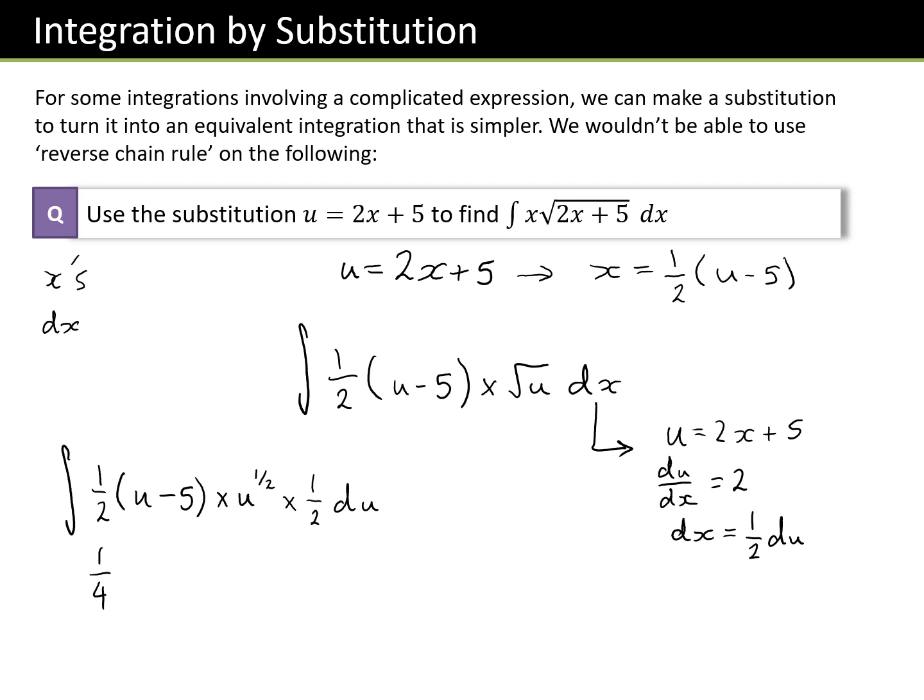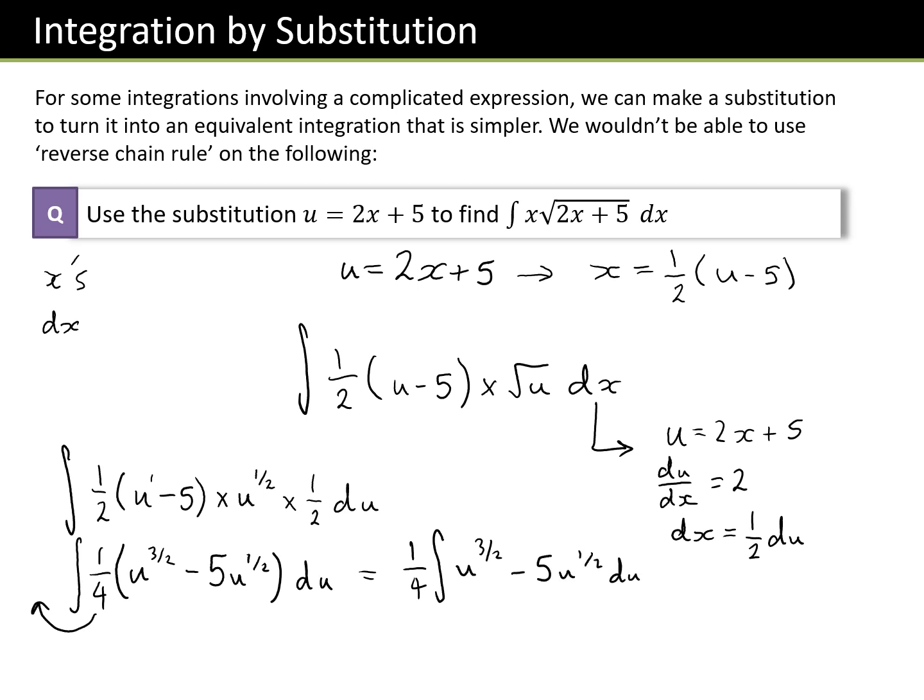u times u to the half, that's got a power of 1 really, hasn't it? So add the powers, you get u to the power of 3 over 2. And then minus 5 times it, minus 5u to the power of a half. Okay, now remember, this quarter is times by all of it, so I've left the brackets in. Now, as I've said to you in the past, when you have a constant, you can pull it out of the integral sign. So this is just the same as a quarter of the integral of u to the power of 3 over 2 minus 5u to the power of a half with respect to u.